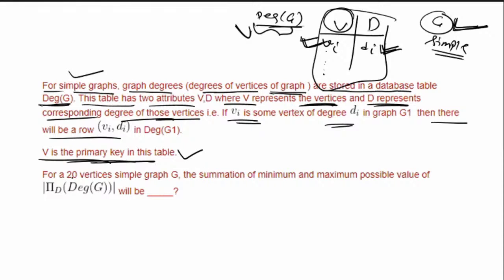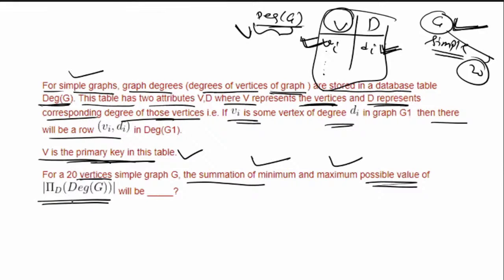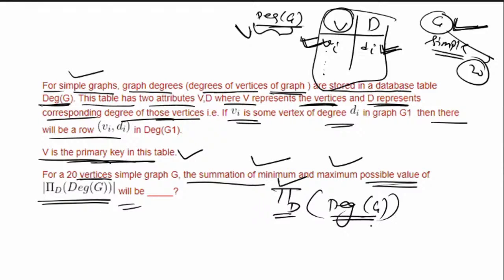Now he's saying that if you have 20 vertices in this G, then take the summation of the minimum and maximum possible value of this relational algebra query. What is this query? First of all, he is saying pi of d from deg of g. This is the projection operator in relational algebra, and this is your table, deg of g.